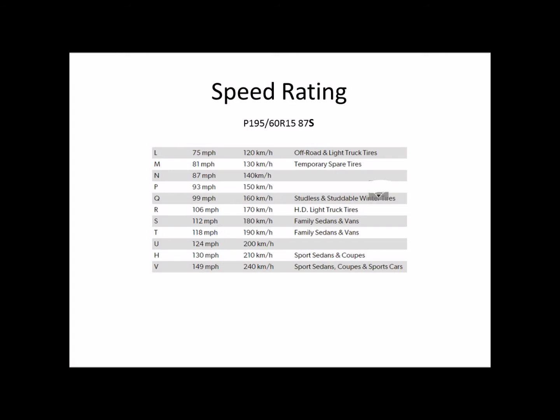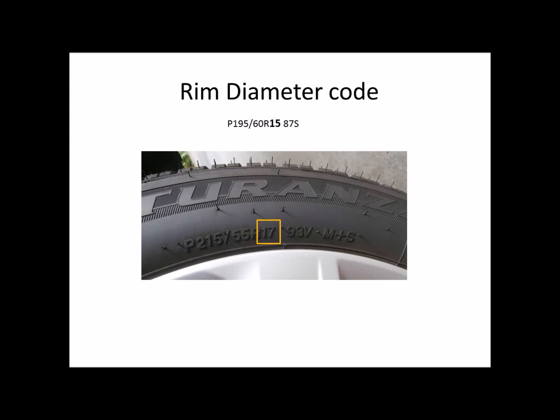Then we have the speed rating, that is this letter of our code, and this represents the highest speed you can reach with this tire. In this case we have an S, so we can reach up to 180 kilometers per hour, for a family sedan and vans. Then we have the rim diameter, that is the size of the tire. A lot of sedans have, like in this case, a 15 inch diameter.